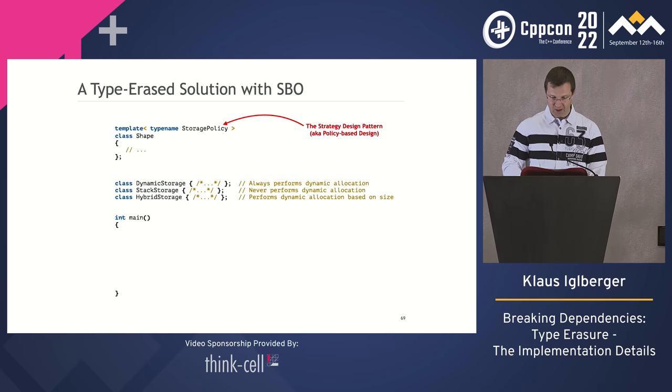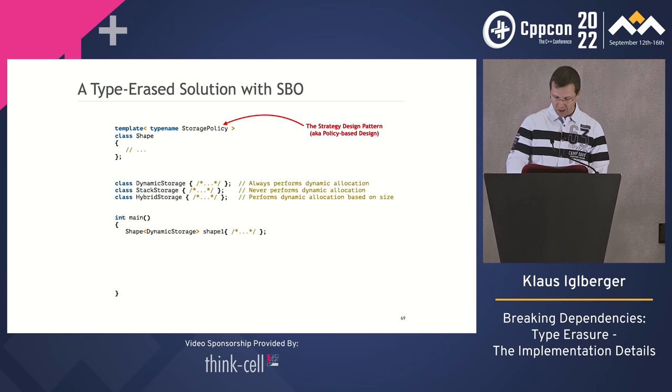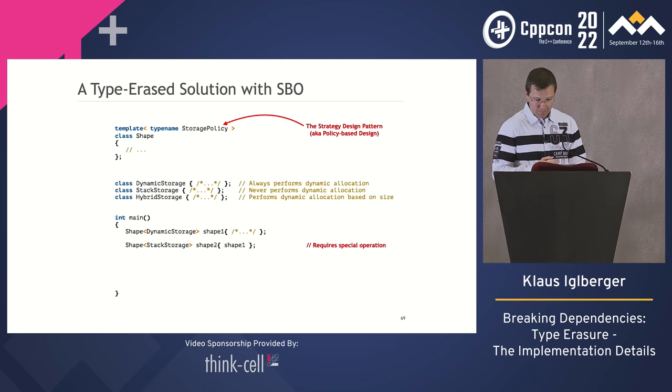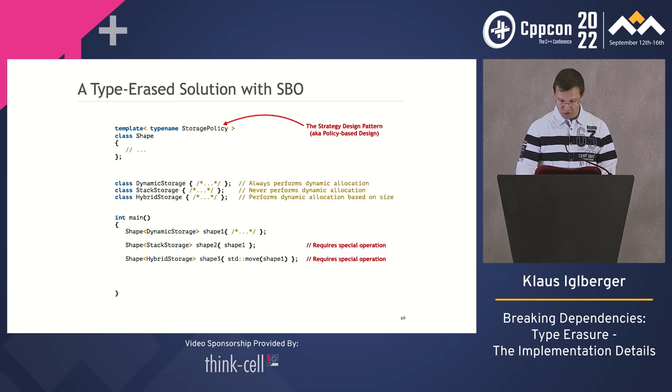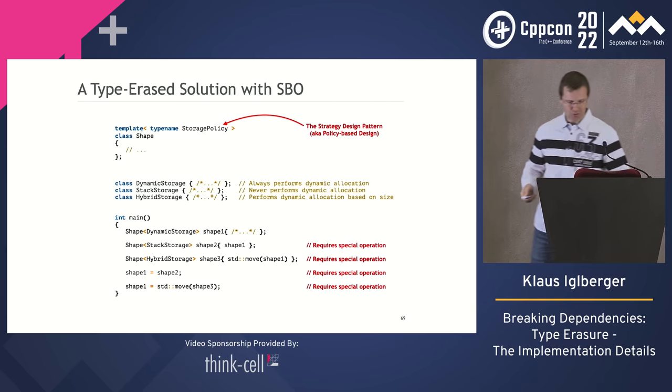And you can, of course, equip your shapes with individual things, like here, the shape of dynamic storage. And you could have a shape with a stack storage that perhaps can be assigned by shape one. You could have a shape with hybrid storage. And of course, you could also think about how to assign these.